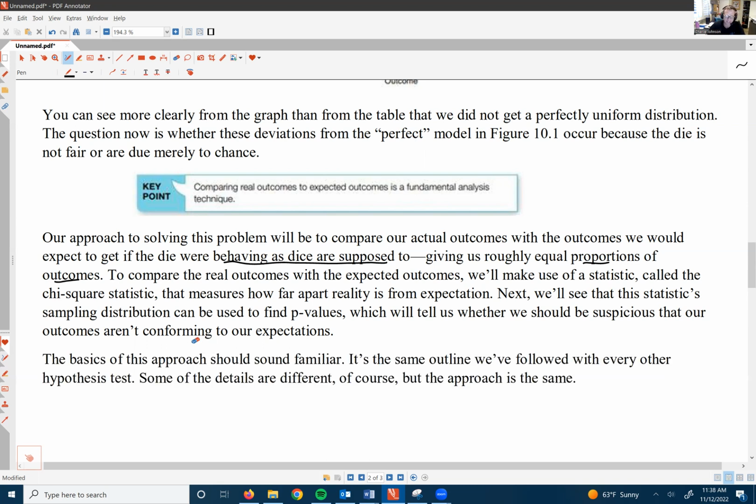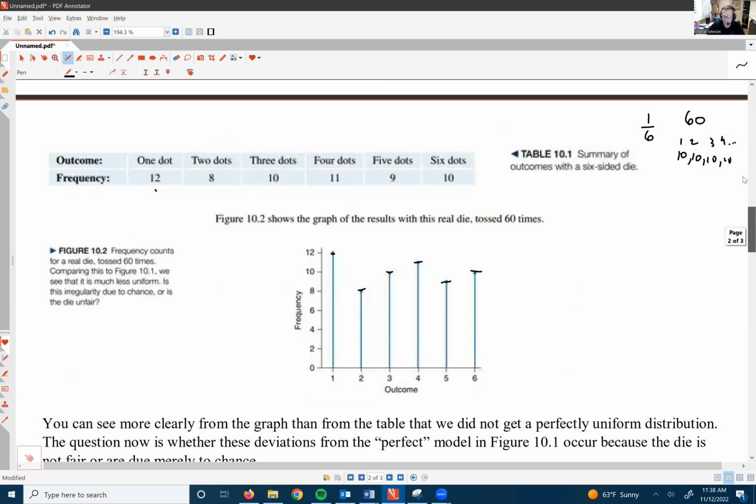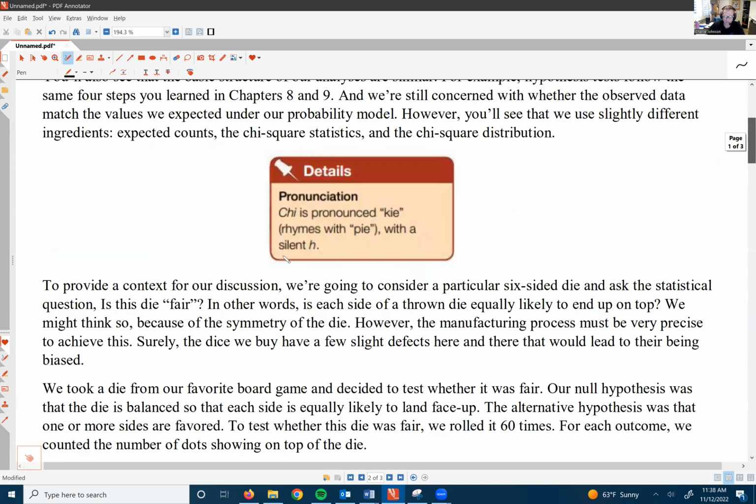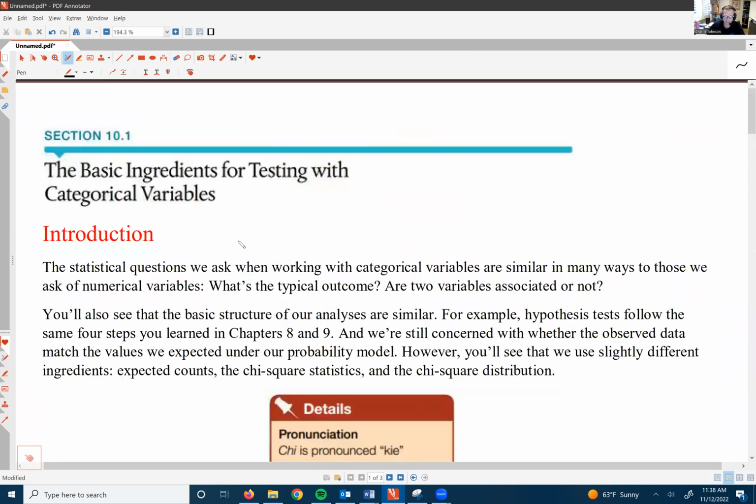The basics of this approach should sound familiar. It's the same outline we've followed with every other hypothesis test. Some of the details are different, of course, but the approach is the same. And this concludes the video for the introduction to the basic ingredients for testing with categorical variables, in particular the chi-square test.